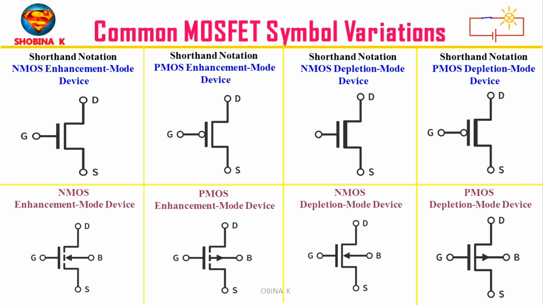In these symbols, we are explicitly showing the substrate as separate from the source. In practical circuits, they are often connected. So that's why the shorter notations omit the substrate. Always remember, the arrow points from P to N just like a diode. So this helps you instantly identify whether you are looking at NMOS or PMOS.